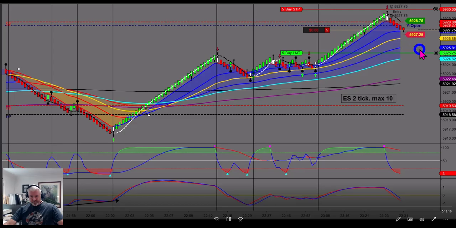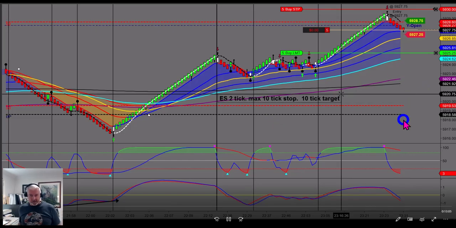I recorded this a few weeks ago. Maximum a 10 tick stop. I can't remember what my target is. Usually it's going to be 8 to 10 ticks. Okay, 10 tick target. Now I may not always get 10 ticks, and here's why.